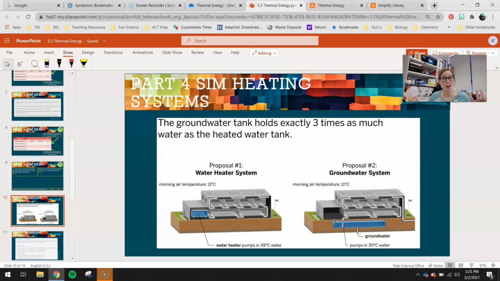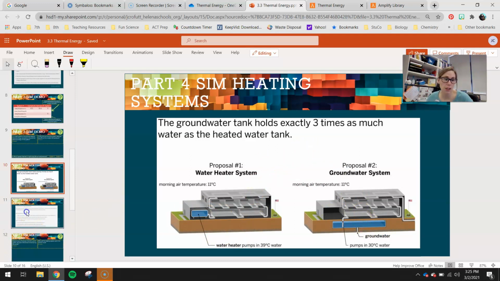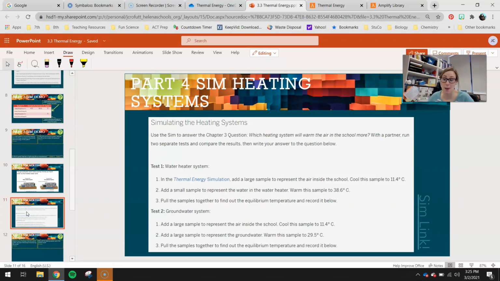So kind of like you guys saw in the demo today, as you guys are working through that, and in the simulation that you guys just did, you have a system that has 3 times as much, but the temperature isn't as high as our little tank here. So I want you guys to take a guess which system you would think would be better, and then we're going to go ahead and double check that in the sim.